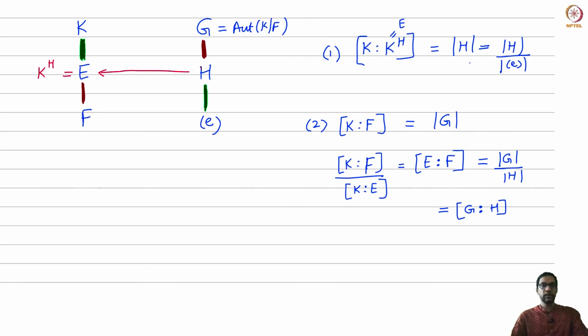So we will talk about the second part of the Galois correspondence, which answers the question as to when this brown extension E over F is Galois.